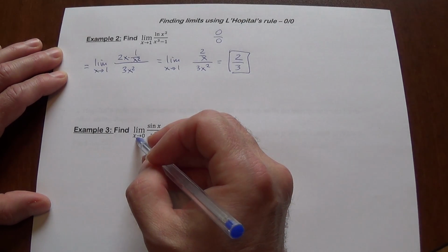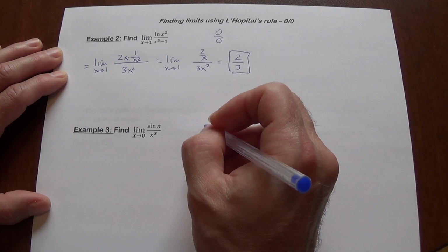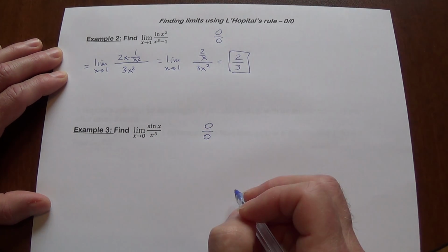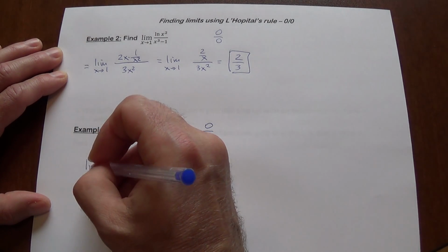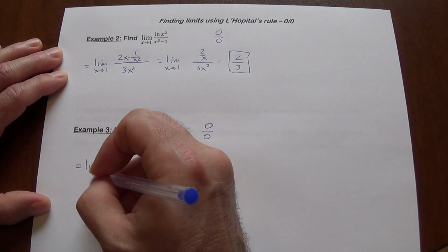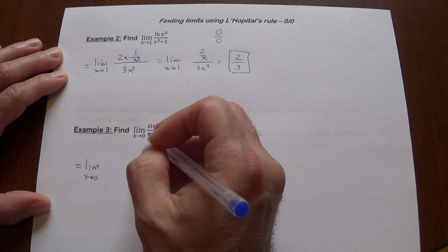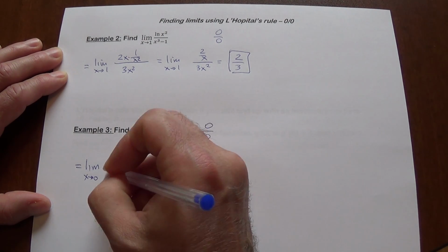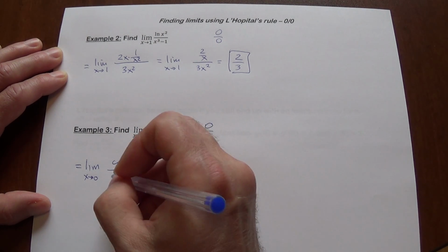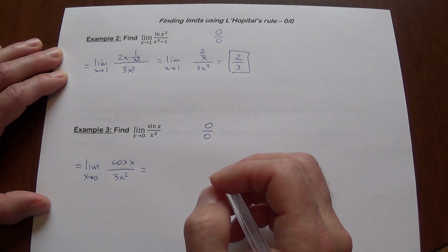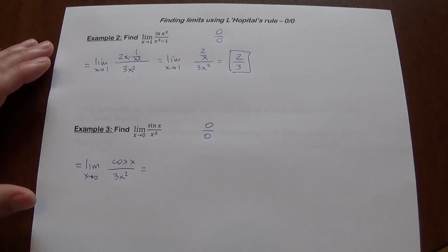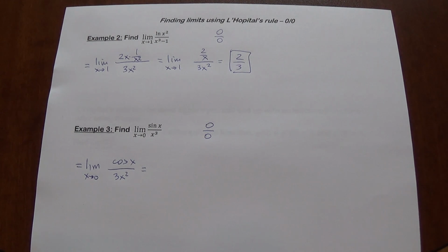The limit as x approaches 0 of sine x over x cubed. This is 0 divided by 0, which means it's eligible for L'Hopital's rule. So then we're going to have the limit as x approaches 0. Derivative of sine is cosine. Derivative of x cubed is 3x squared. And unfortunately here we are going to have a problem because cosine x is going to give you 1, but you still have 0 on the bottom.